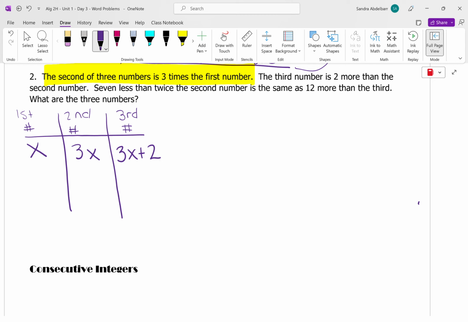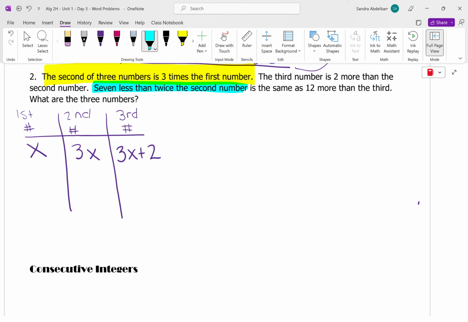So now I've filled in my chart. I have an expression to represent each number. Now we need an equation. All right, the equation's coming. 7 less than twice the second number. So now we're going to use this chart to help us with the equation.